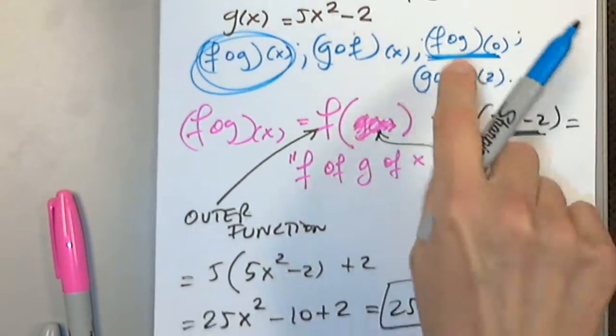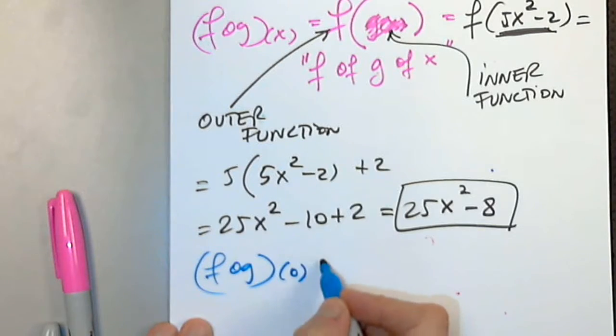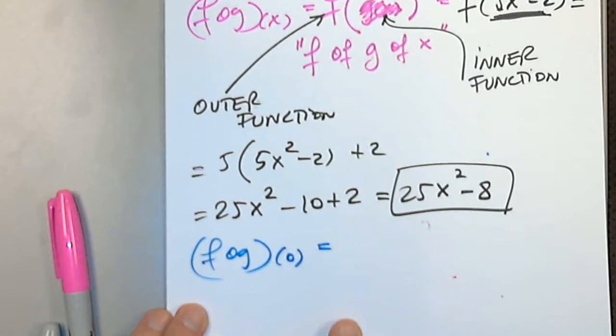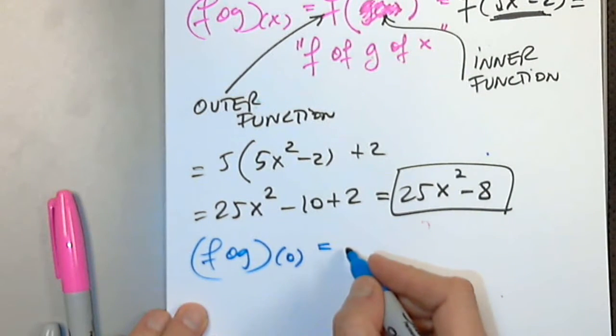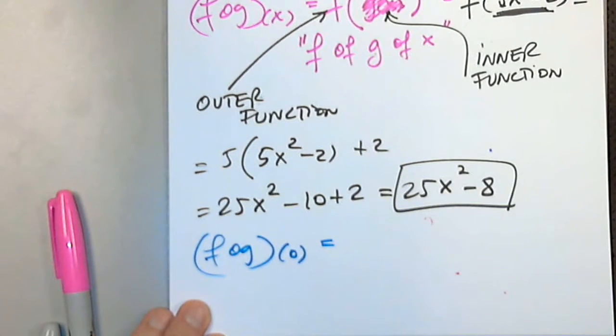X is 0. Very good. I have the function. So f, g of 0 will be 25 into 0 squared minus 8. So the answer is, we don't plug in 0, we'd say that's minus 8. Minus 8. Everyone? Okay?